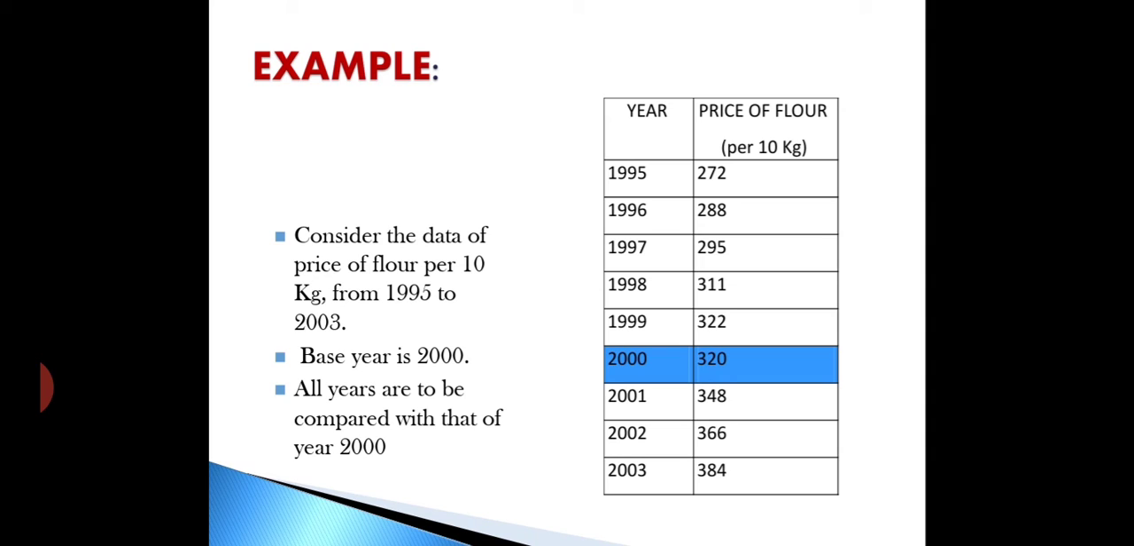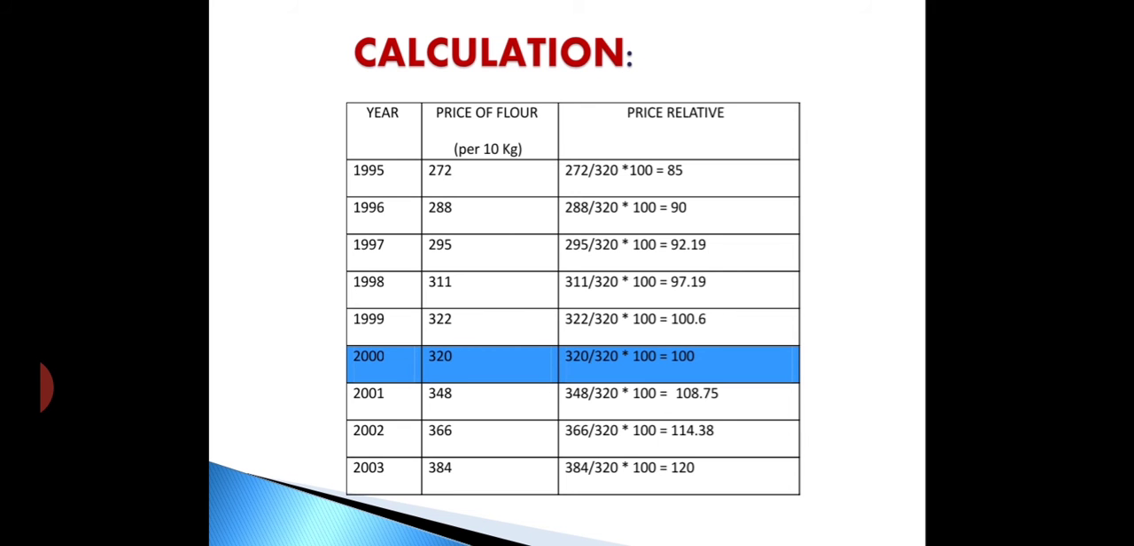Just like if we are going to calculate the price relative or simple price index number of 1995, then 1995 will be considered as the current year, and 2000 will be considered as the base year. And if you are going to calculate the price relative of 1998, it will be considered as the current year, and 2000 will be the base year. How to calculate the price relative? With the help of that formula which has been told earlier. Let's go to the next slide.